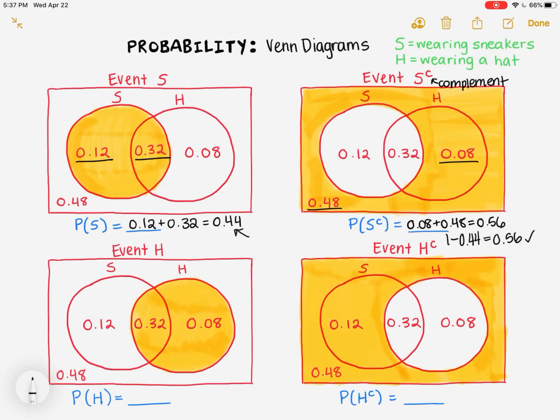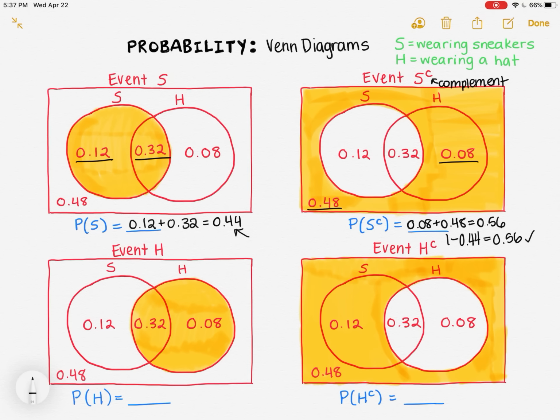So you can either add up the probabilities in the shaded area, or you can take the probability of wearing sneakers and subtract it from 1 to get the probability of not wearing sneakers. And then you can always use the other method just to check your work.